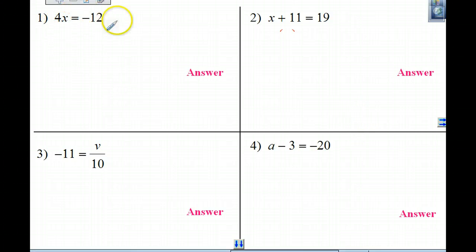So let's start here. A good way to start on number 1 is to know, what does this mean? What does 4x actually mean mathematically? Yeah, 4 times. This means 4 times what number is negative 12? Okay? What's the opposite of multiplying by 4? Dividing by 4. So you put a little line under each number.